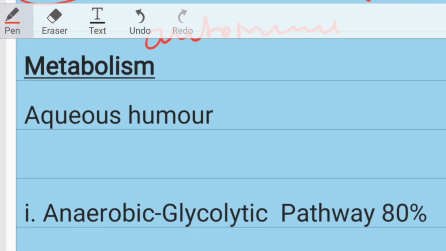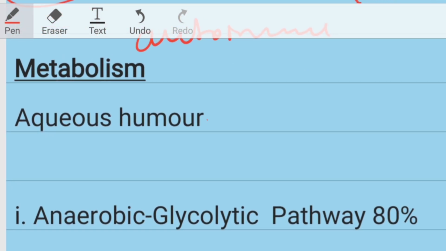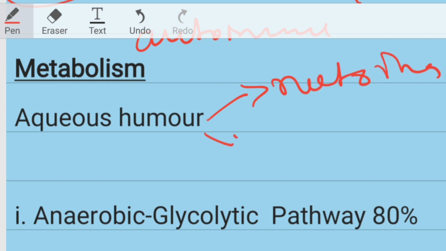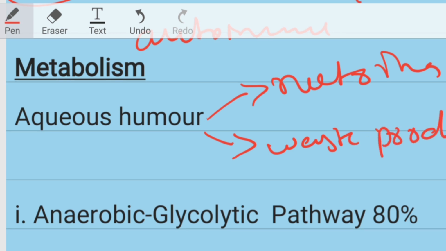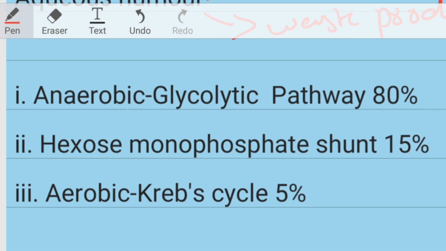Next is metabolism. Aqueous humor not only provides nutrition to the lens but also acts as a sink for waste products of the lens. The metabolic pathways that take place in the lens are the anaerobic glycolytic pathway about 80%, hexose monophosphate shunt about 5%, and the aerobic Krebs cycle about 5% in the lens.